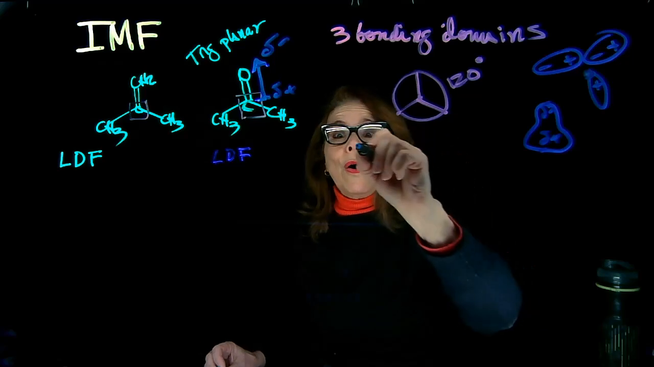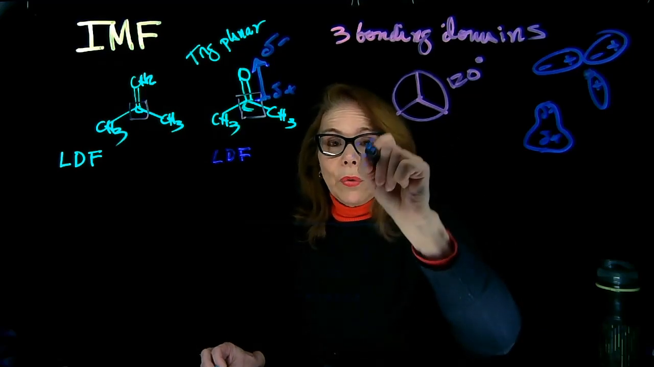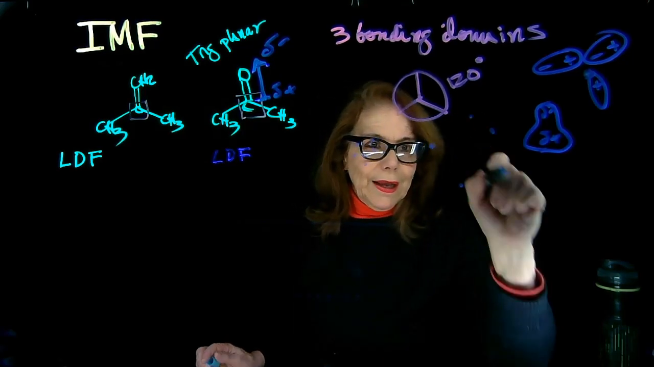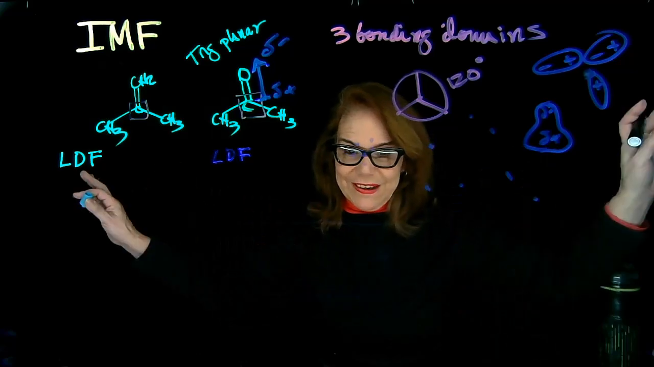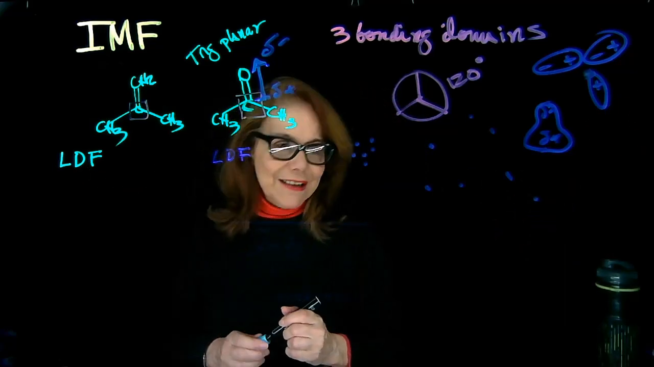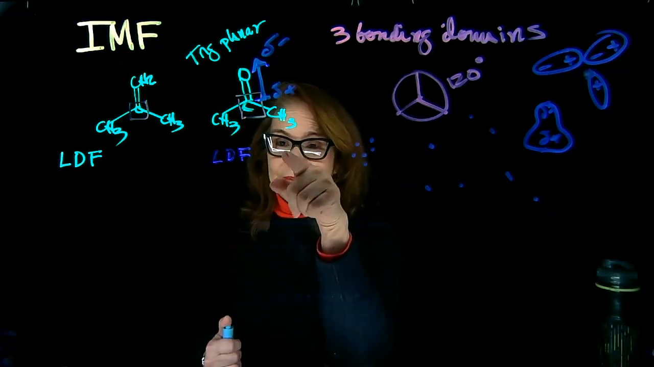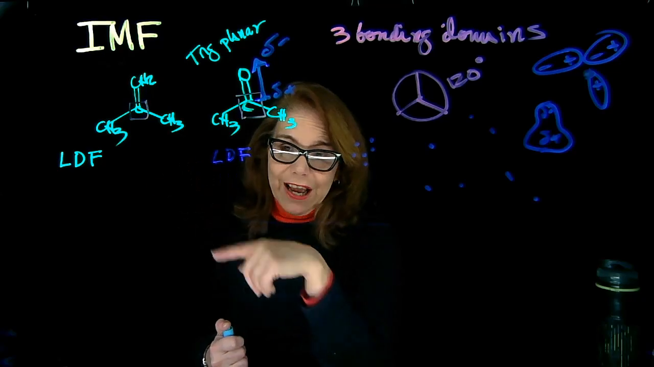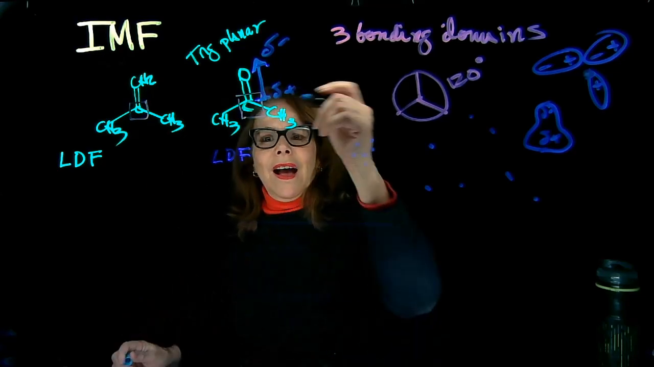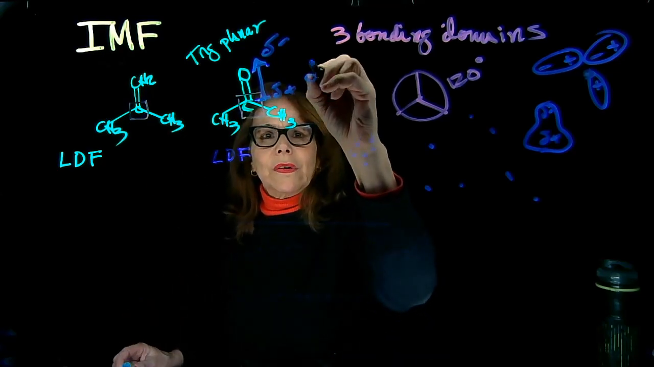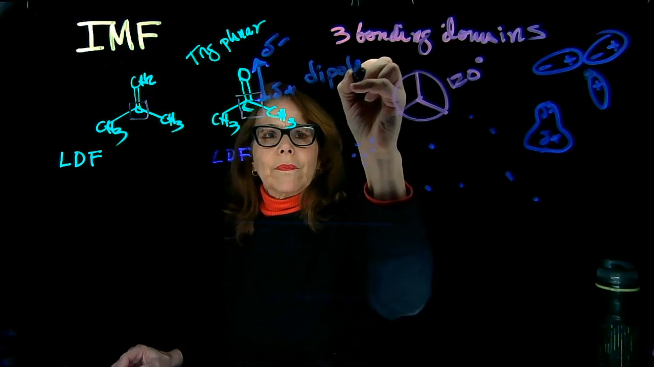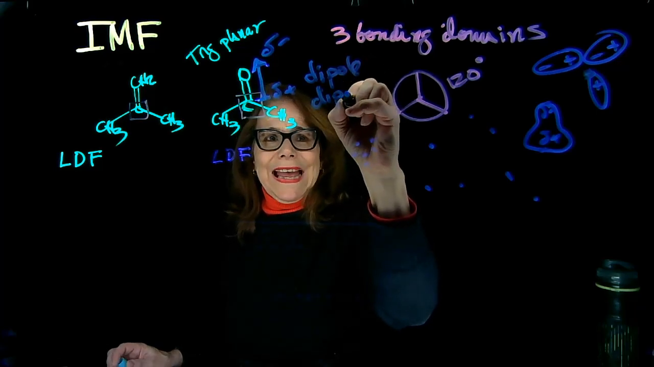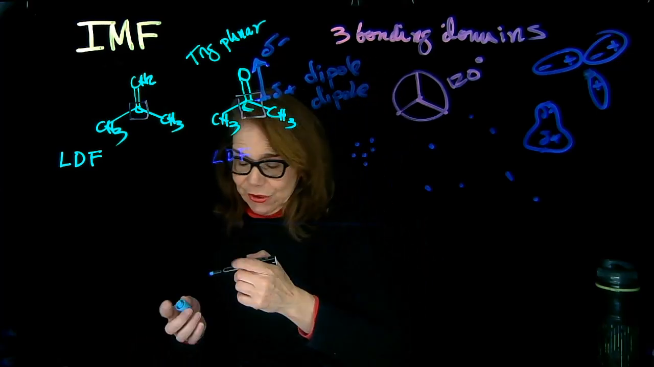To go from the liquid to the gas phase, separating these molecules takes more energy. So I expect that the boiling point of acetone is higher than the boiling point of isobutylene, because acetone has dipole-dipole interactions in addition to London dispersion forces.